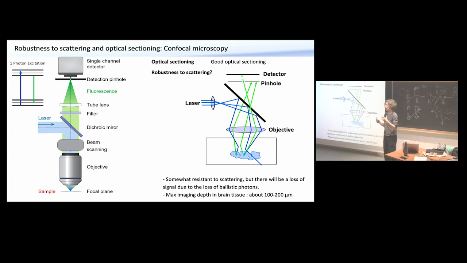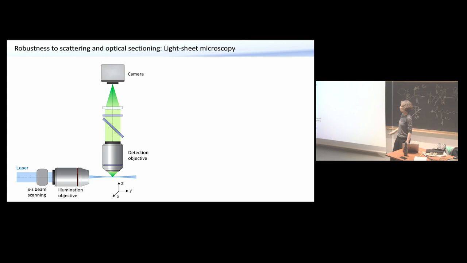So basically, this way you are selecting ballistic light, and so you are removing scattered light. So it's nice, it's what you want. But on the other hand, you can see that you will lose a lot of signal, because a lot of this illumination light will not reach your focal point, and a lot of fluorescent photons will not reach the pinhole. So in scattering tissue, you will lose signal rapidly. So it's somewhat resistant to scattering, but not so much.